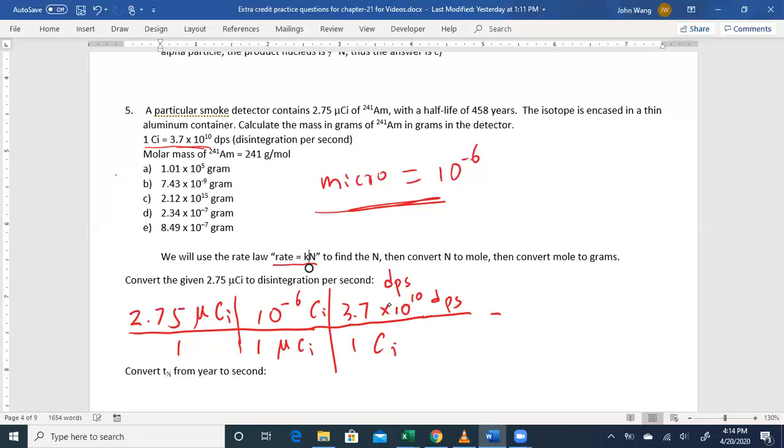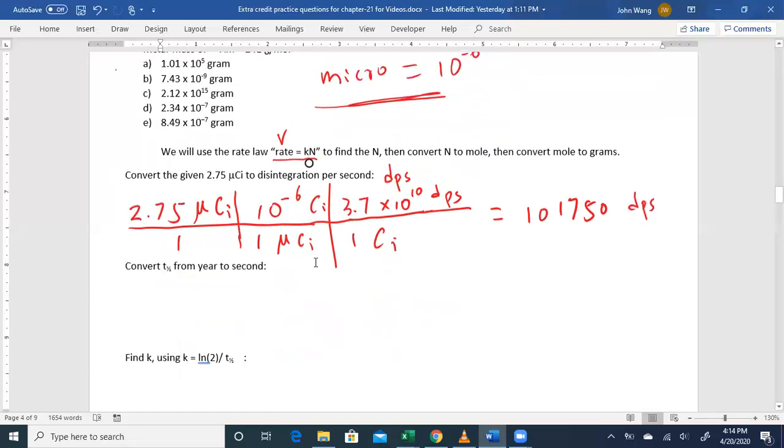Therefore, we just take these two fractions and we get 101750 DPS. So we find out this rate. Next, let's find out what K is. If we find K, then in this equation only N is unknown. To find K, we will use the half-life. Before using the half-life, we have to make sure the units are okay.